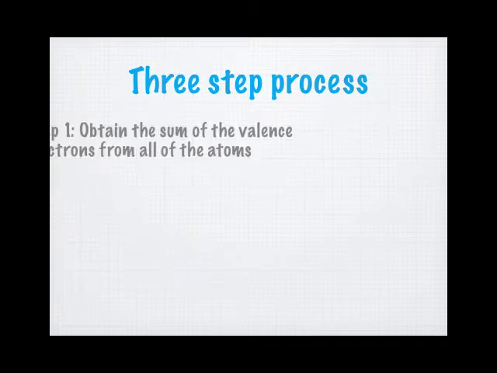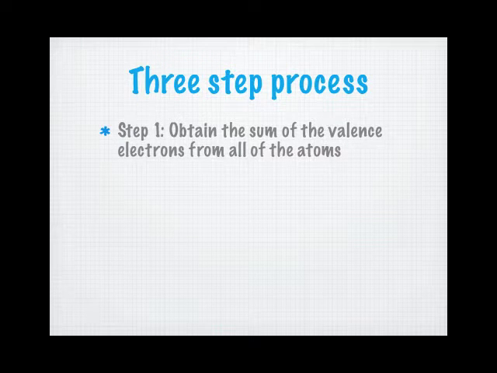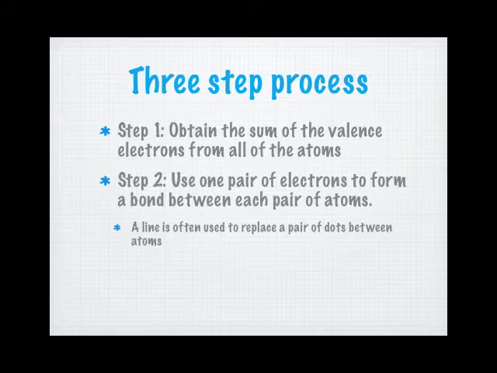All right, step 1 in the 3-step process for writing out your Lewis structures is to obtain the sum of the valence electrons from all of the atoms. Take each individual piece, find the number of valence electrons, add them up. And then you're going to use one pair of electrons to form a bond between each pair of atoms. Oftentimes you're going to see lines in between the atoms. That just means that there is a pair there, so a line represents a pair because a line is really just made up of 2 points or 2 dots, and we say each dot is an electron. So 2 dots make a line.